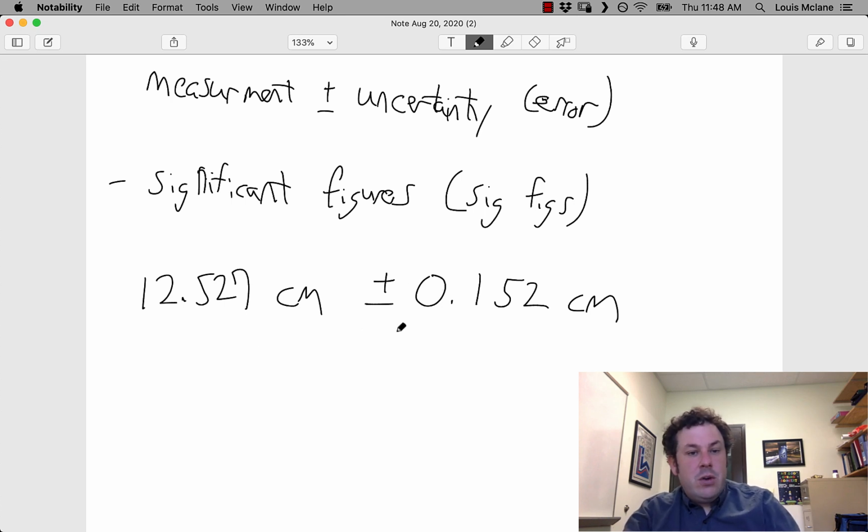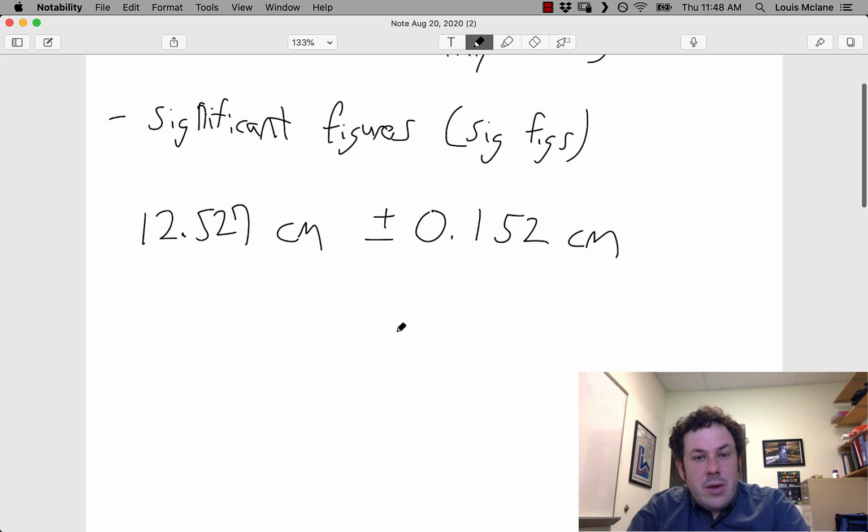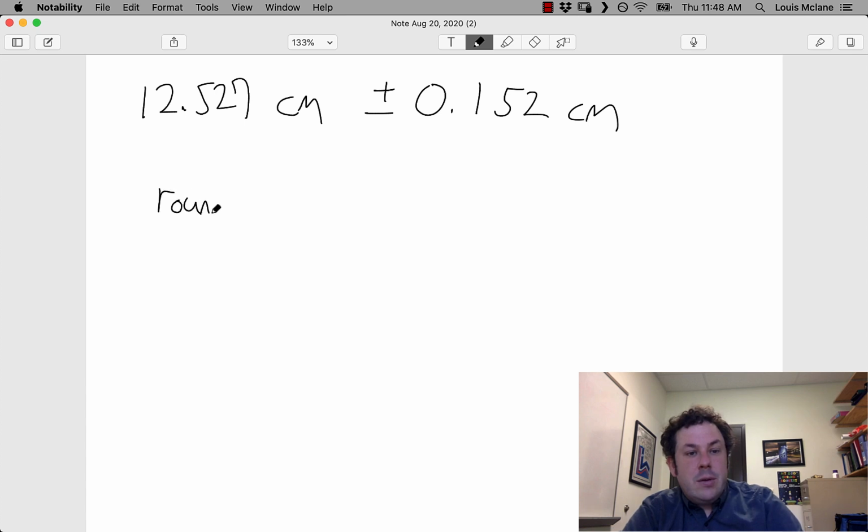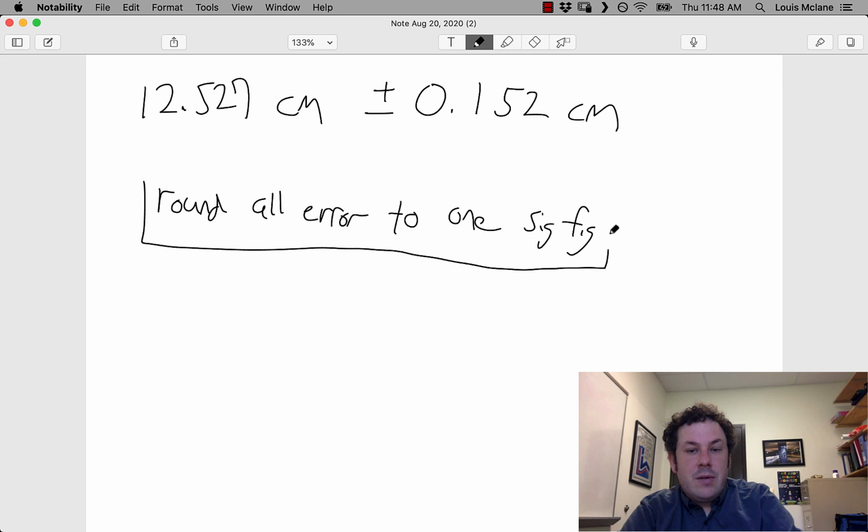So then the question is, what do you do here? So you have 12.527 centimeters plus or minus 0.152. So the first rule we're going to learn in this class is you're going to round all error. I'll use error and uncertainty kind of interchangeably. You're going to round it to 1 sig fig. So that's the first big rule we're going to learn about reporting values in this class: you're going to round all error to 1 sig fig.